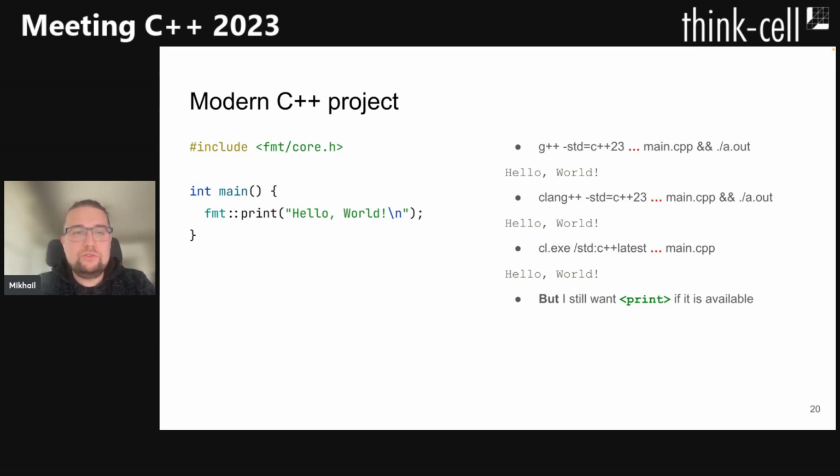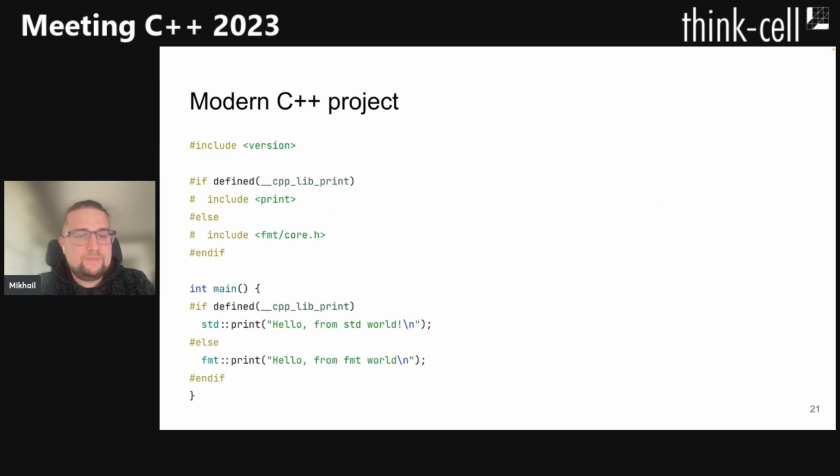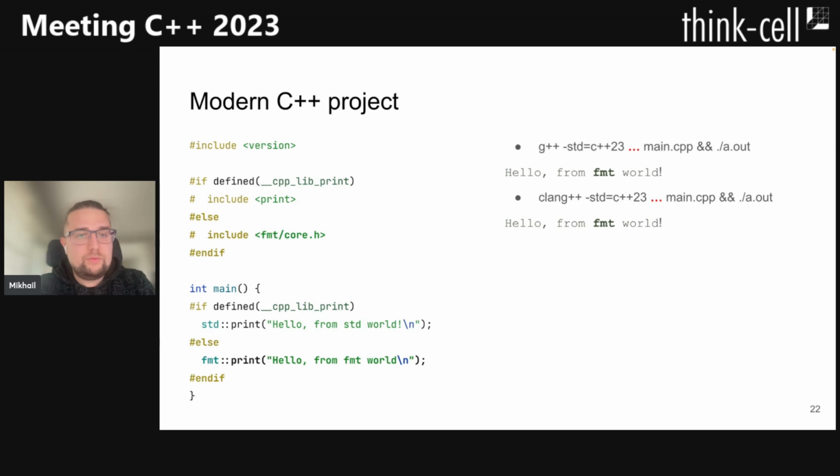So what we need to do is something like that. We include the version header, which tells what kind of features are available with the standard library. Then when we compile with G++ or Clang, we check whether cpp print is defined. It will not be, so we will use FMT, and we will get hello world from FMT. And when we compile with MSVC, it will check that cpp print is defined, and we will use the standard library print.